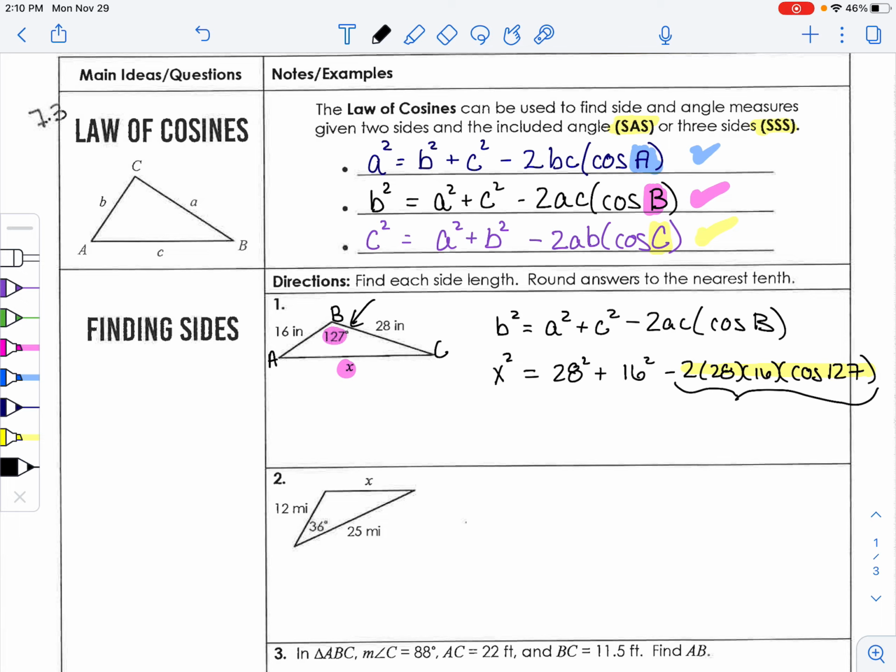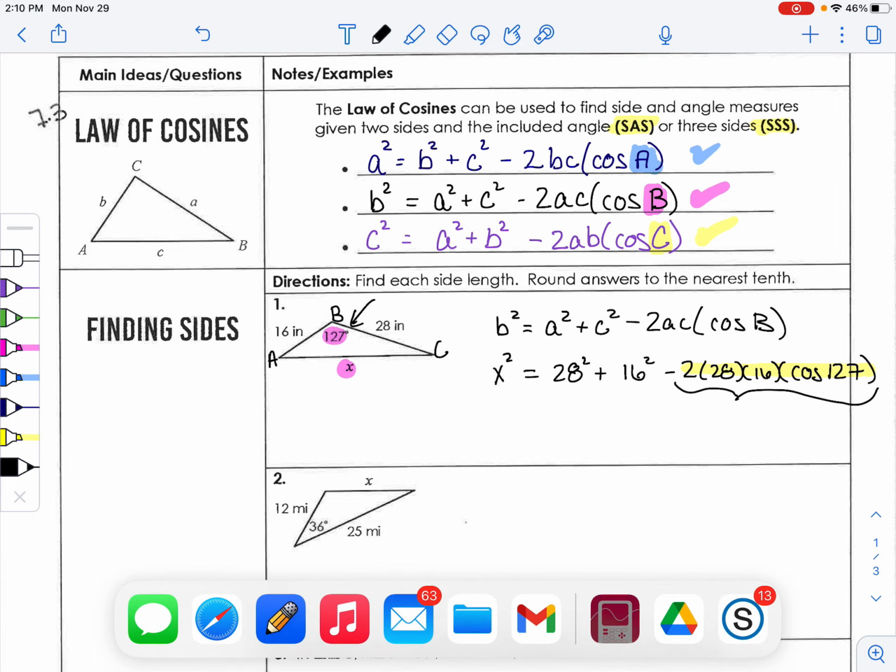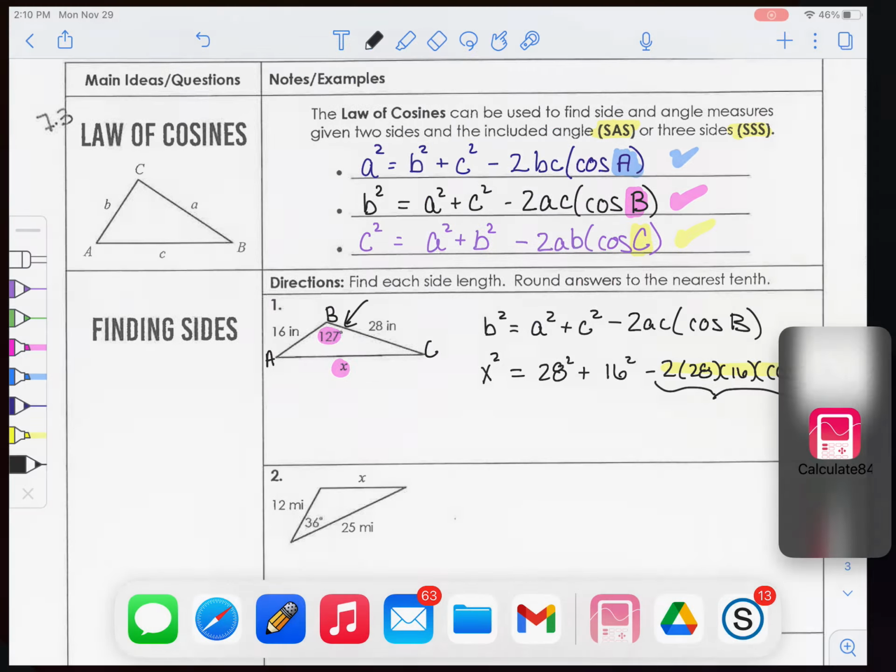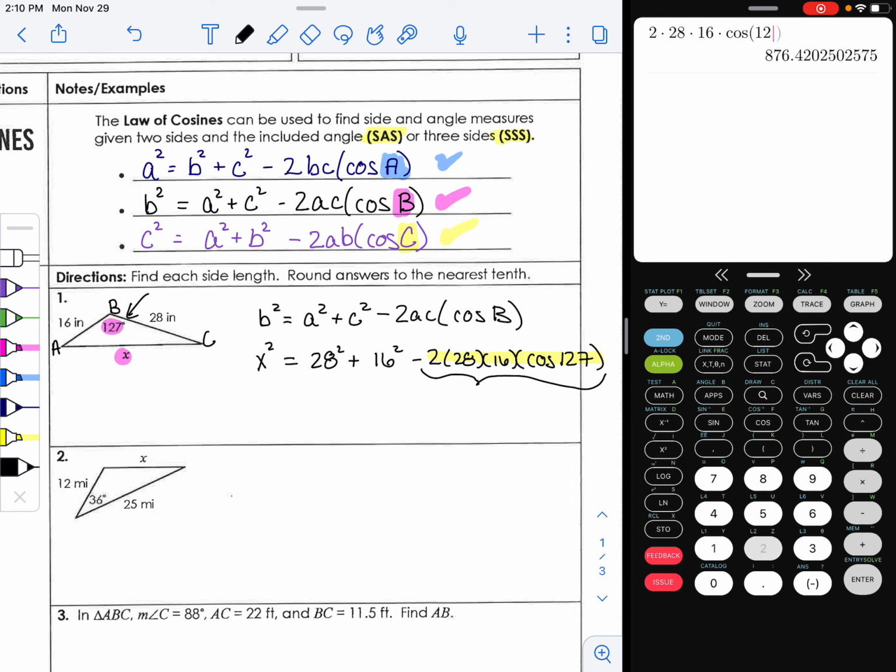So in my calculator, I'm going to pull this up and do that multiplication. I have 2 times 28 times 16 times the cosine of 127. That number comes out to be negative 539. And watch the math on this.